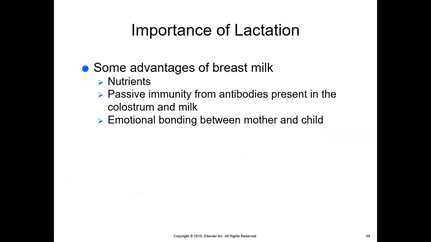So some advantages of breast milk: you get nutrients, and you also get passive immunity. Those are antibodies that are in the mother's body, transferred into the colostrum and the milk. Colostrum is the first production of milk that the baby gets, and it's full of antibodies because the baby's immune system is not developed enough to produce its own antibodies, so they get antibodies from the mother's milk. And so early on, that's where they get their immunity, from antibodies given to them by their mother. And then you get emotional bonding between mother and child.